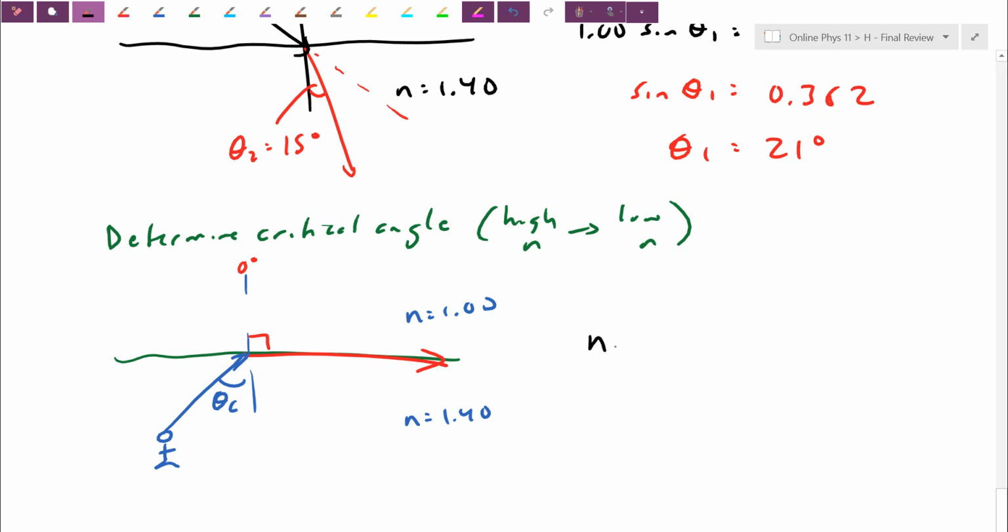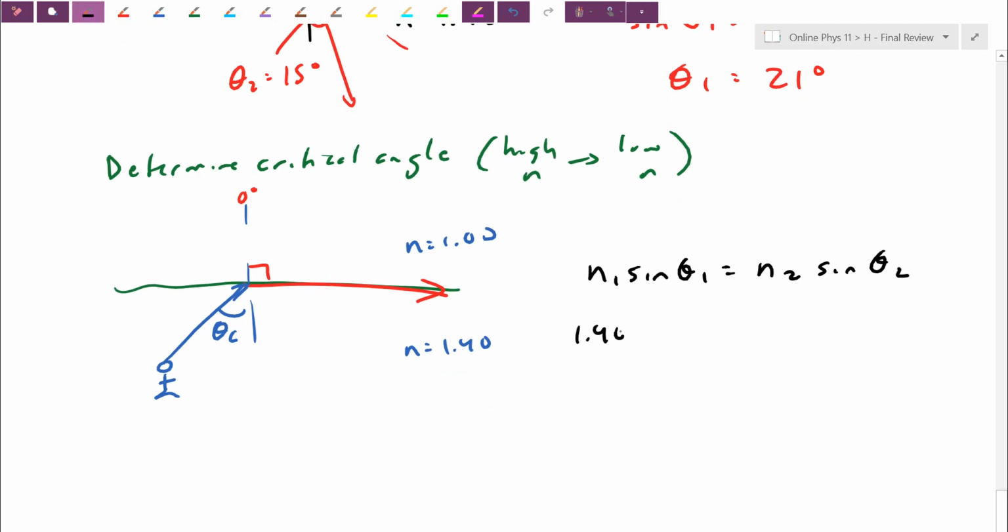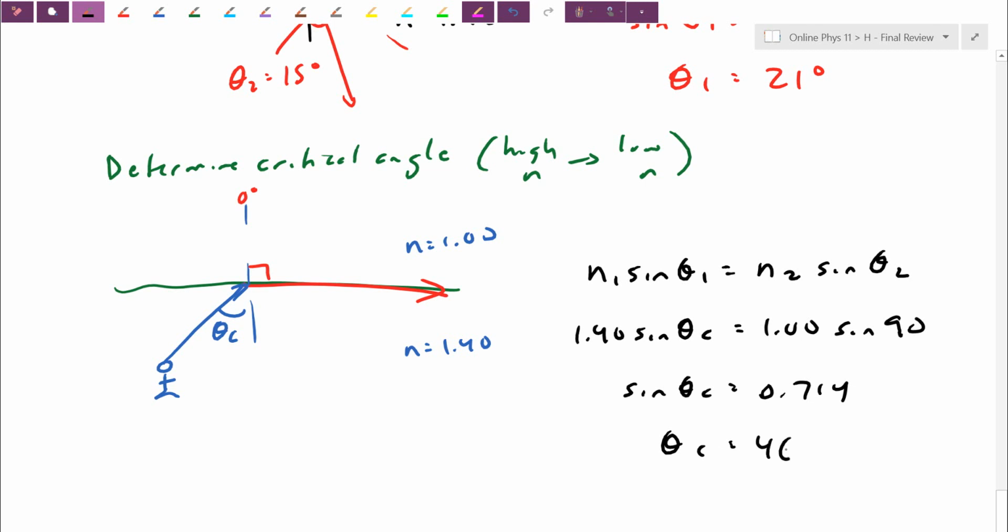So let's just try out Snell's law again. n1 sine theta 1 equals n2 sine theta 2. This time I'm starting in the hard medium, so 1.40 sine of some special angle. As I leave, I enter a medium that's 1.00, and then we have sine of 90, and sine of 90 ends up being 1. So sine of theta c is equal to 1 over 1.4, so 0.714, and therefore my theta c, inverse sine of this, is 46 degrees.